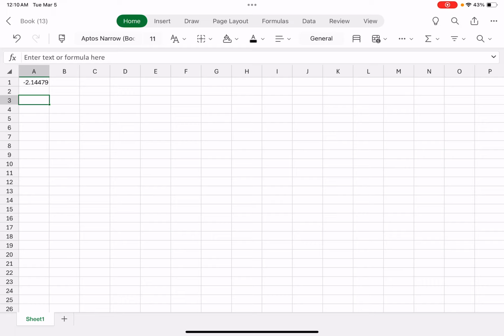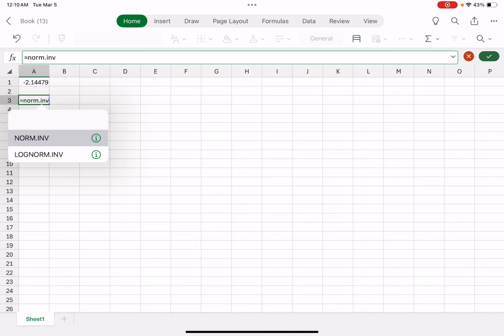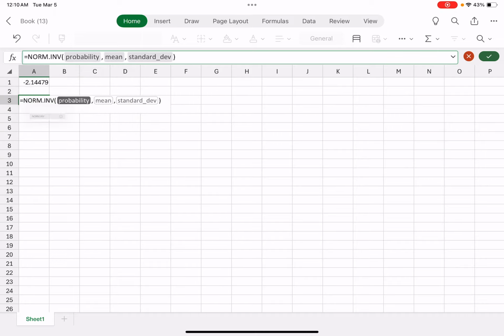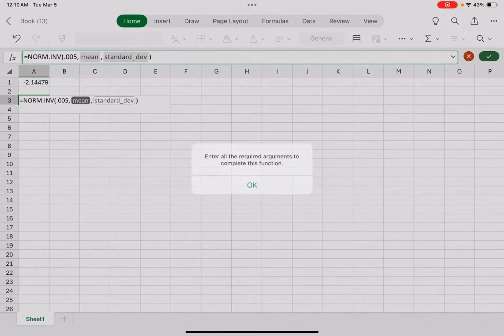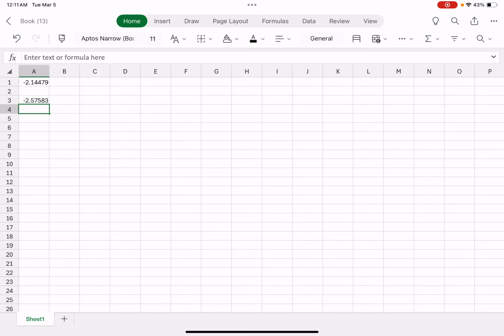So why don't I just go to Excel, a new cell there, equals norm.inv, tab, probability is 0.005, mean, the mean is 0, standard deviation is 1. Enter. Negative 2.575.